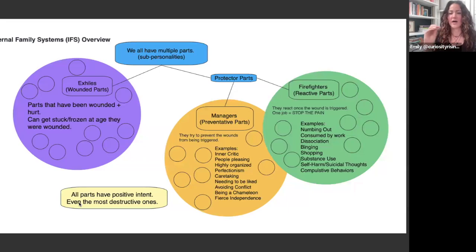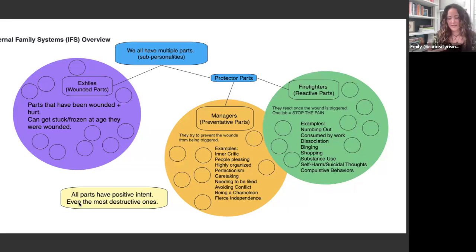When maybe a firefighter shows up to try to extinguish the pain from a wounded part getting triggered, well, then maybe you have a manager come in afterwards to try to repair what that firefighter did, the damage that happened relationally from that firefighter showing up. Then the manager shows up in response to that and tries to fix things. So they're all interacting together. So we look at it as this whole system within us, instead of these one-off pieces.